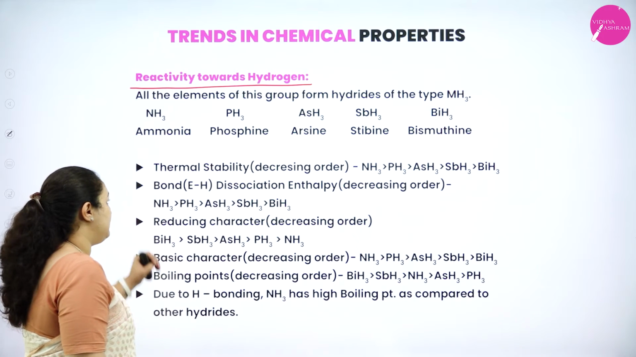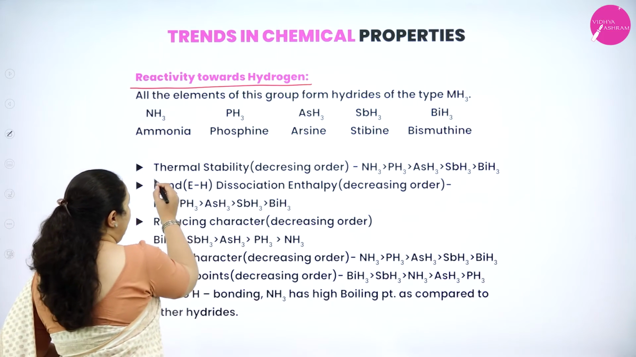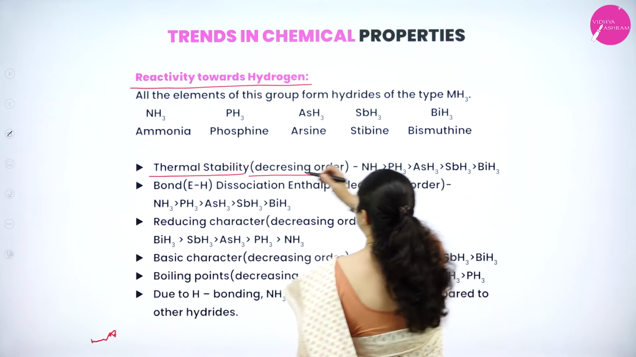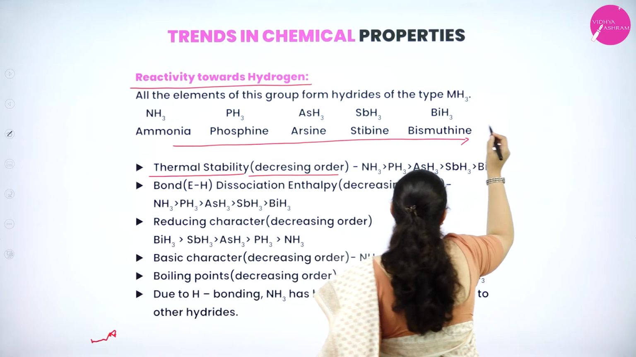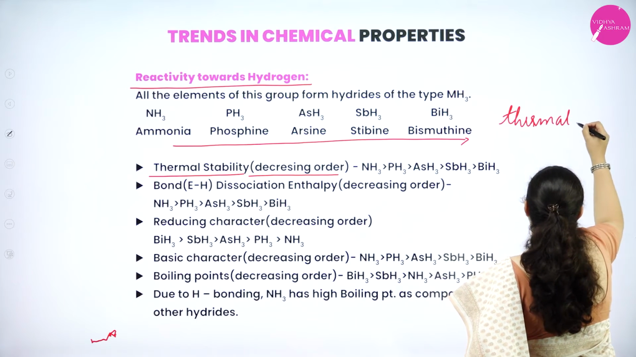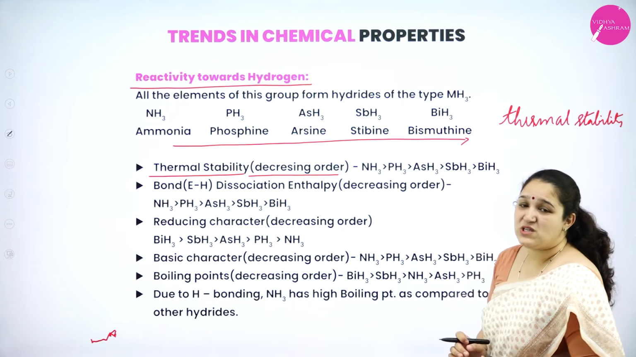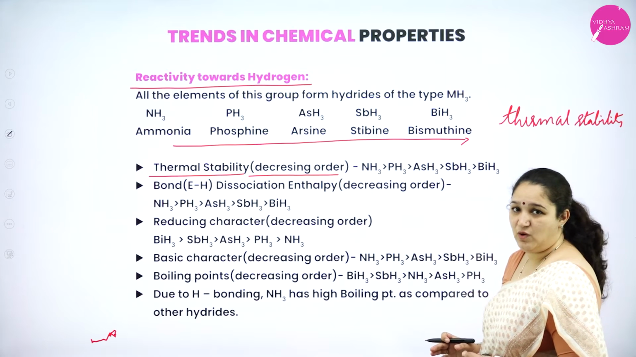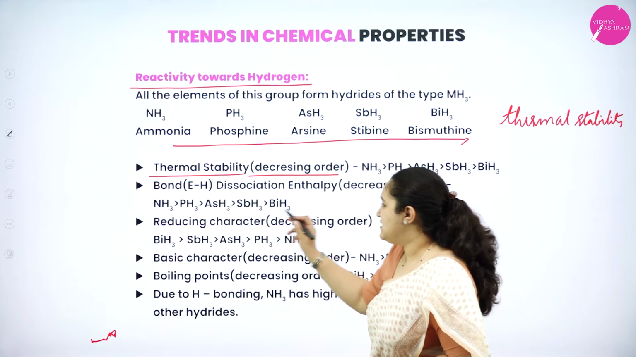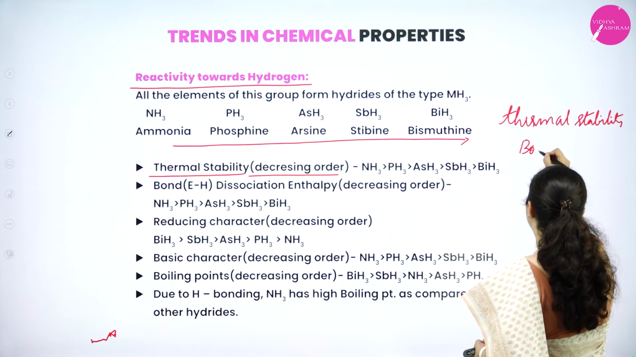Now what are its properties? We have to learn the trend of these hydrides. Thermal stability is in decreasing order. As we come down the group, thermal stability decreases. So on heating, the most unstable one is bismuthine. Next is bond dissociation enthalpy. That also decreases as we come down the group.